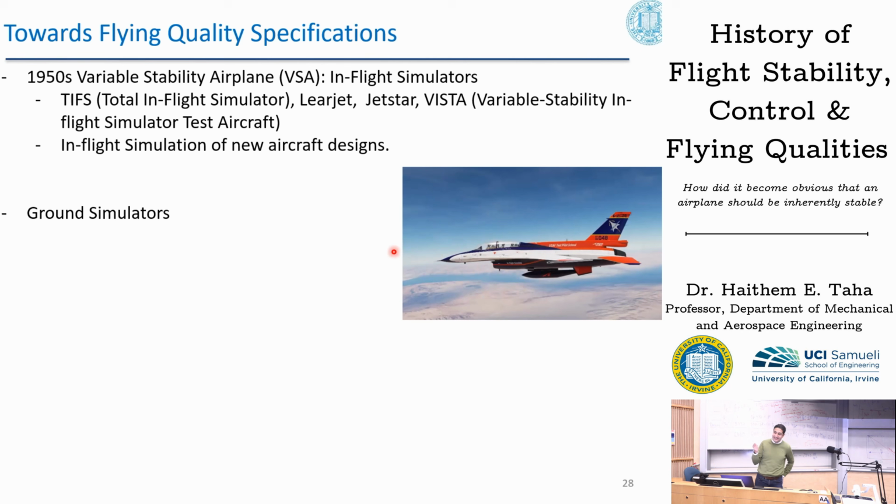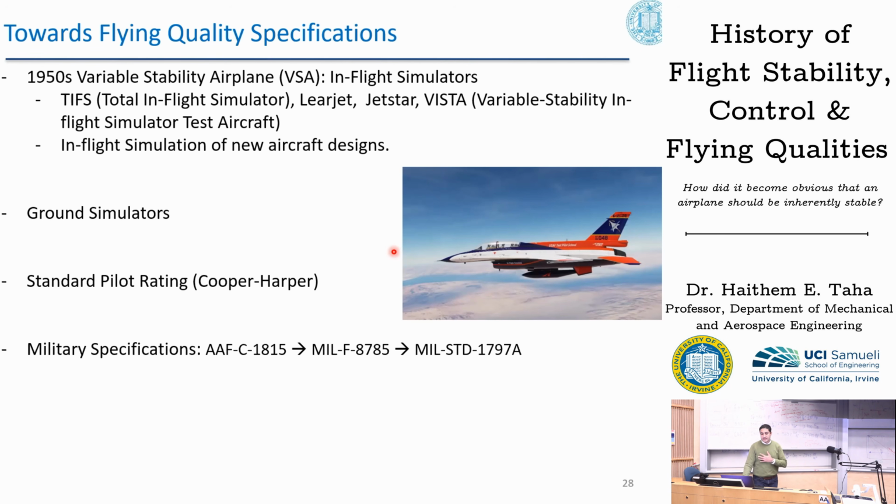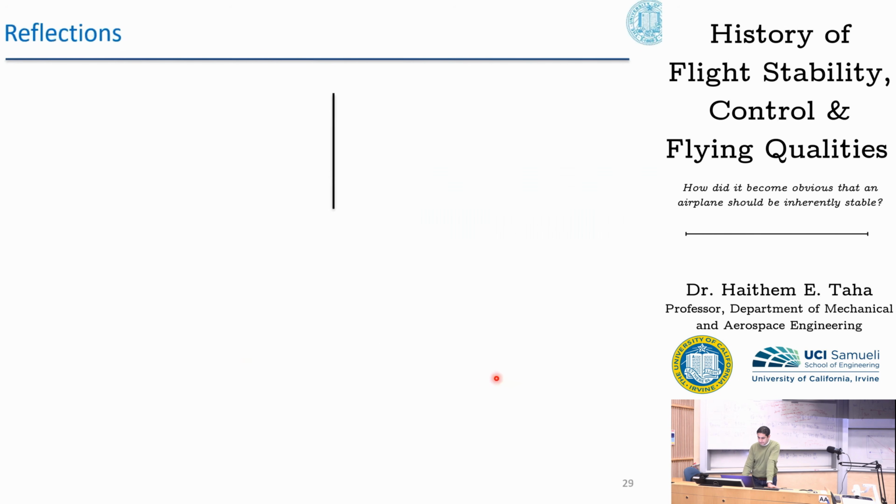So interestingly, the in-flight simulator was developed before the ground flight simulator, which is quite interesting. And of course, all these concepts help to standardize pilot ratings like Cooper-Harper ratings. And eventually, all these tools help set very specific, very detailed military specifications for flying qualities, which evolved over the years, reaching the most recent one, which is the military standard 1797-8.